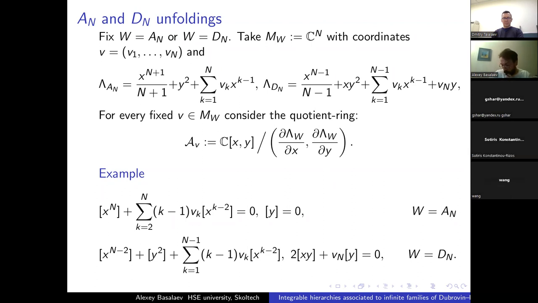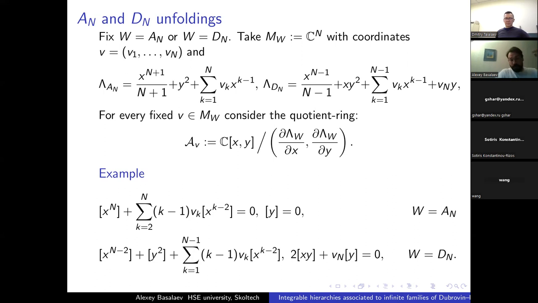Sorry, may I ask a question? Yeah. How does it depend on v? I don't see it in the formula. On the right-hand side, there is no v, but there is v on the left. Yeah, there is v on the left. The point is that in this lambda, you have v inside, meaning the coefficients. Oh, I see. Yeah, in the coefficients.